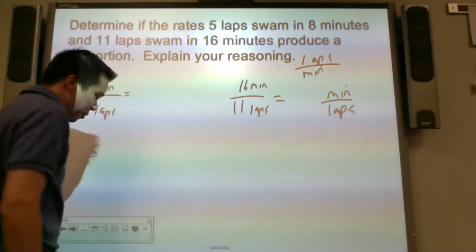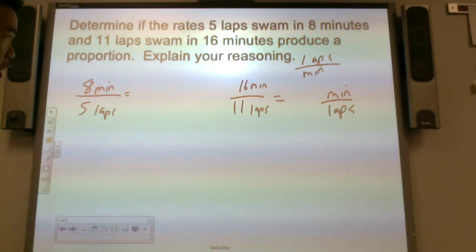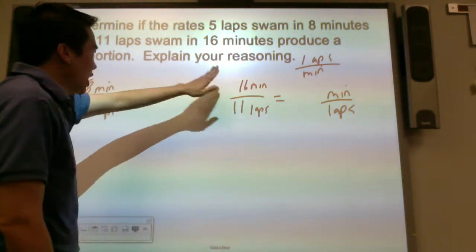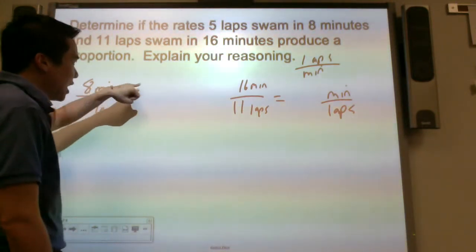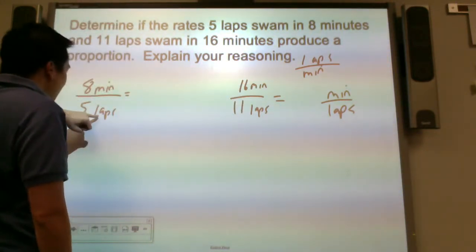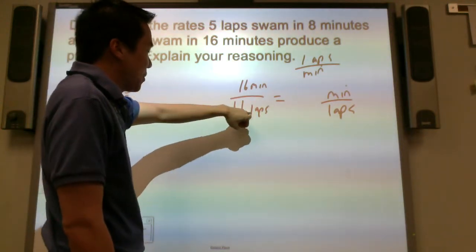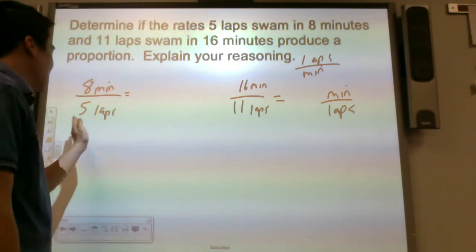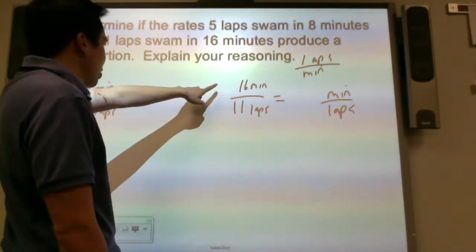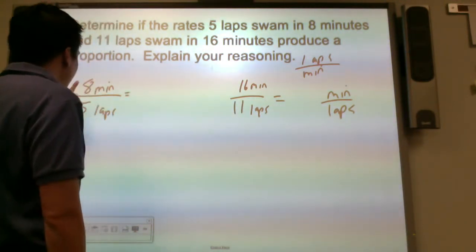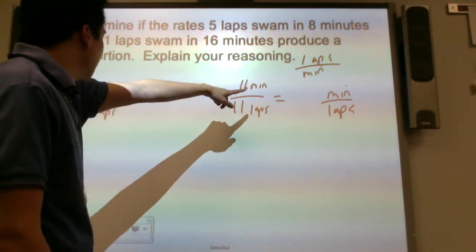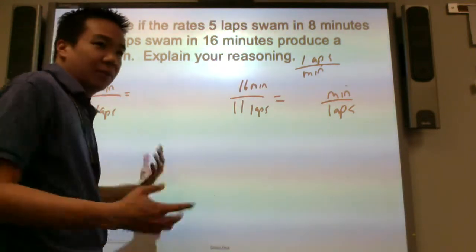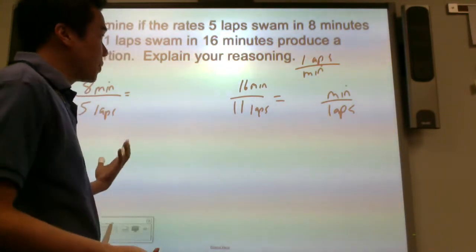Before I even work it out, I think the answer is going to be no. Because if I build it up, or scale up, 8 minutes times 2 is 16, and 5 laps times 2 is 10 laps. So I don't think it will be a proportion. To make an equivalent fraction, it has to be 16 over 10. To rename 8 minutes and 5 laps, it needs to be 16 minutes and 10 laps. That's my prediction, and I think it's a good prediction.